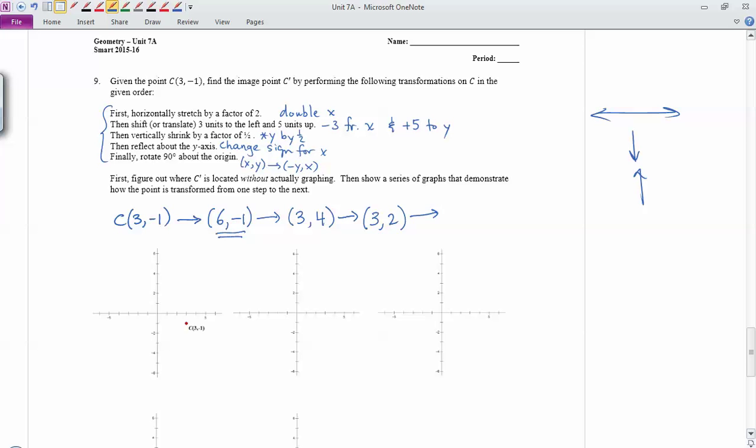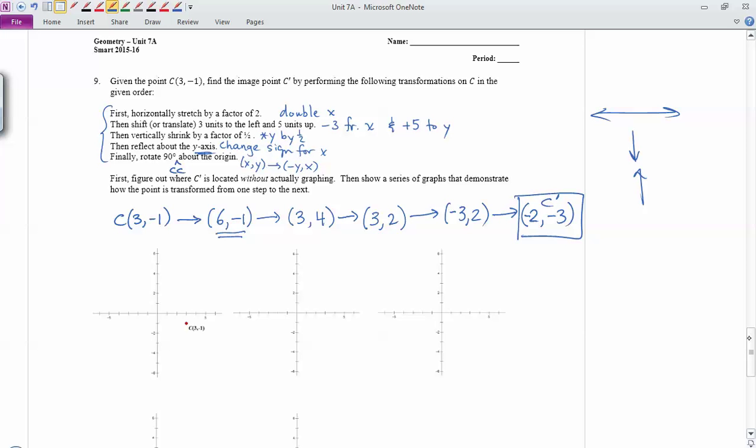Then I'm going to reflect it across the y-axis, which means change the sign for the x value. So instead of (3, 2), I'm going to get (negative 3, 2). And then the rotation by 90 degrees. When I don't mention a direction, it's assumed that it's counterclockwise. So that's going to be, it's kind of like flip the x and y and then throw a negative in front. So there's my final point. That's going to be my C prime.